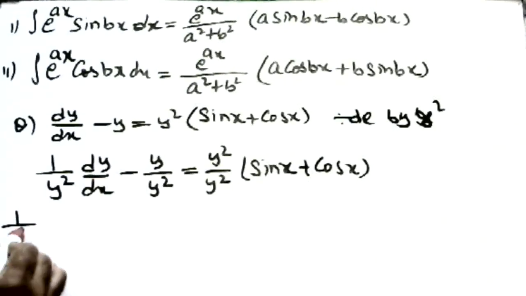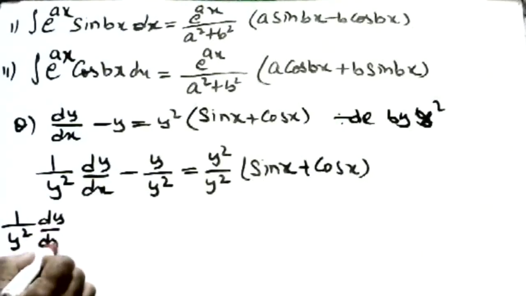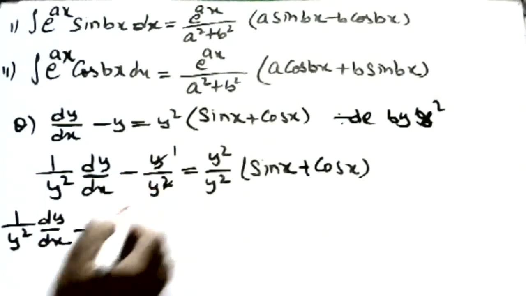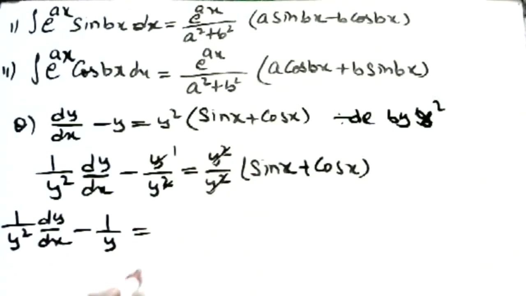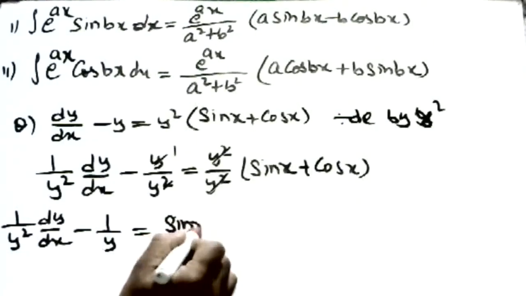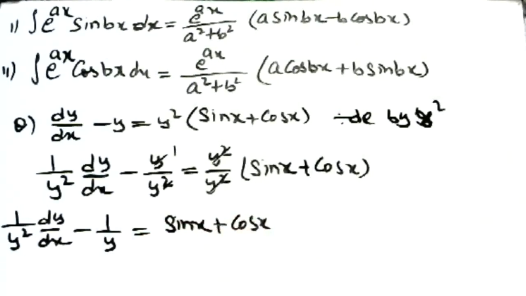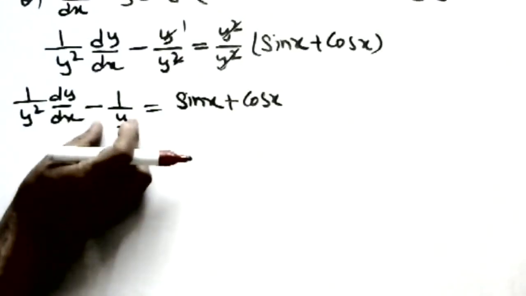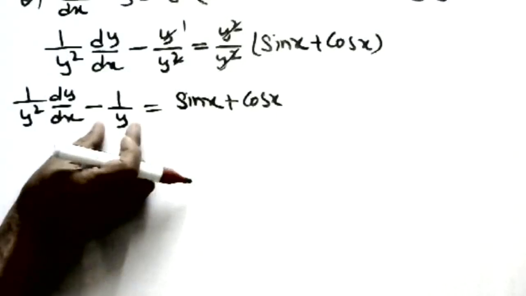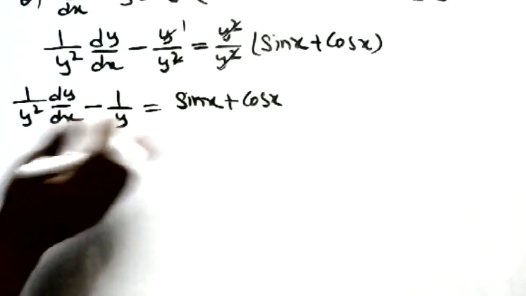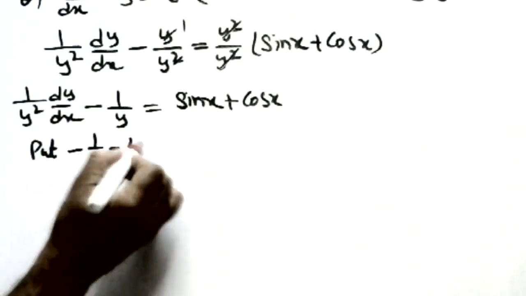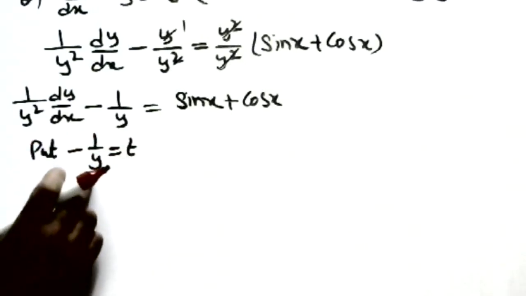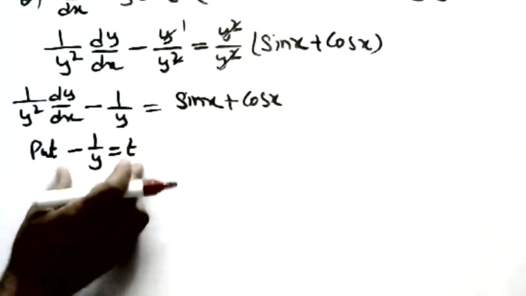Now let me cancel it. What is left here? This is the same, 1 by y square dy by dx. If we cancel this one, we get 1 by y minus 1 by y equals, y square gets cancelled. What is left here? Sin x plus cos x. Okay. After cancelling, whatever is left in the second term, this 1 by y, let me suppose this as t. This is the method. I am taking minus also. Put minus 1 by y equals t.